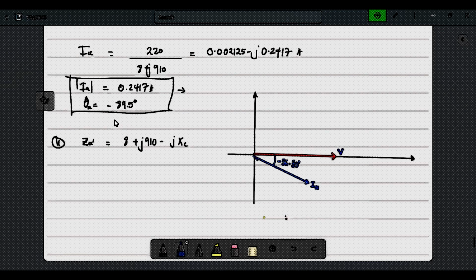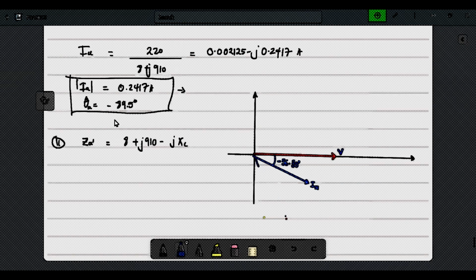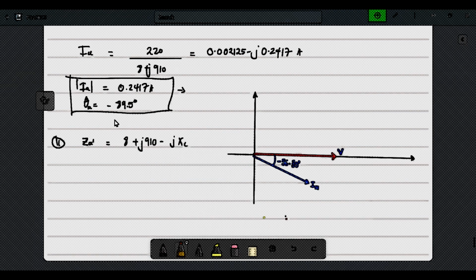And then I also have another current. Again, it's negative. This one is almost 90 degrees, as you can see, negative 89.5. I'm going to use yellow for this current. This current is I auxiliary, IA. And the angle from the voltage is negative 89.5, almost 90 degrees, right?